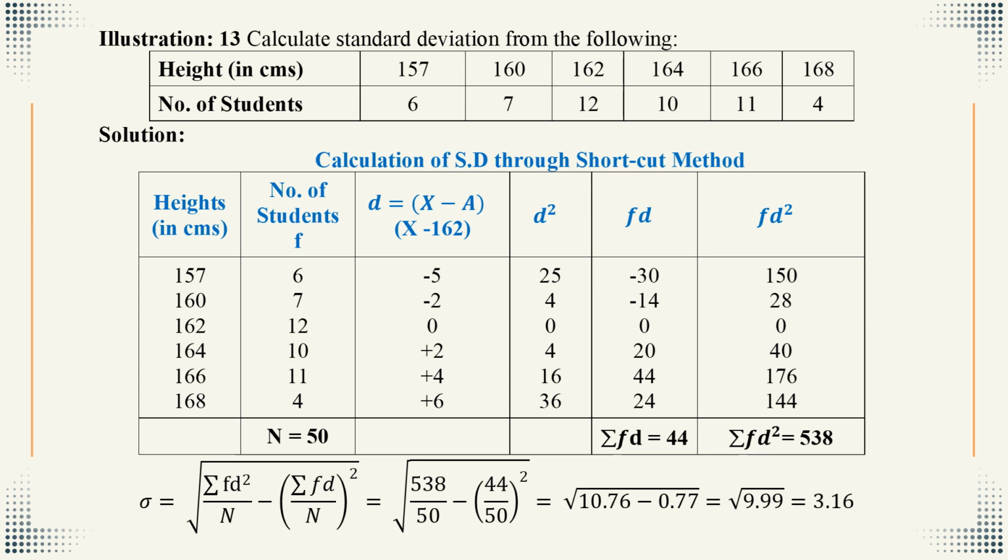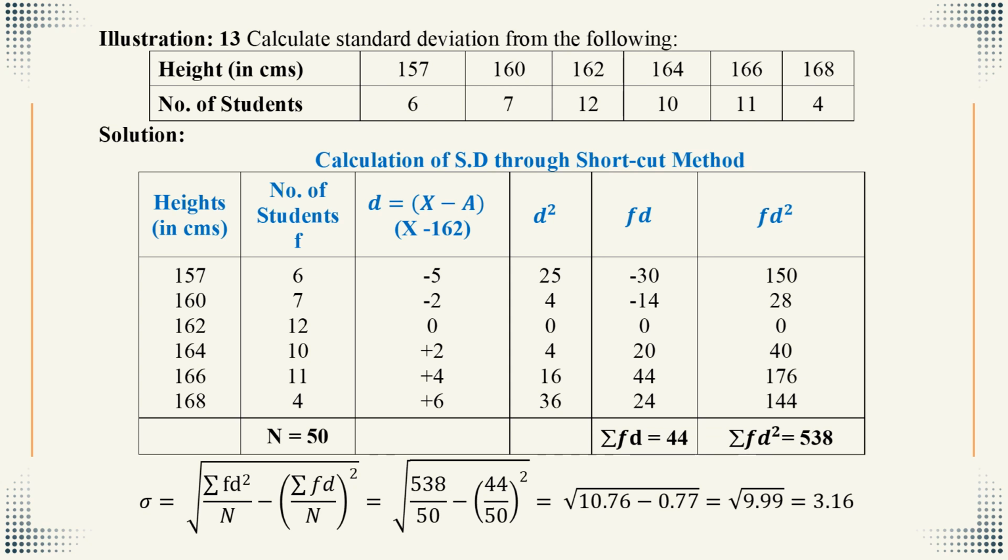So the assumed mean here has been taken as 162. That is a mid value, a value representing the middle, and that is more convenient. Here x minus 162. The values are 157 minus 162, minus 5. 160 minus 162, minus 2. 162 minus 162, 0. 164 minus 162, 2. 166 minus 162, 4. 168 minus 162, 6.